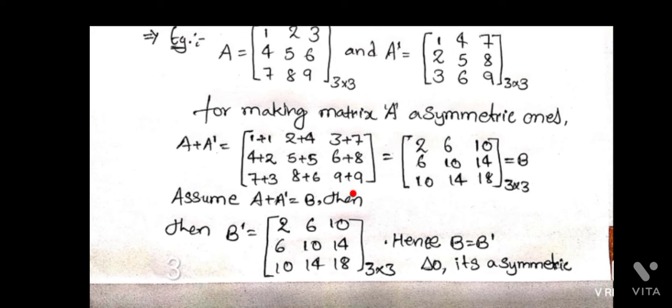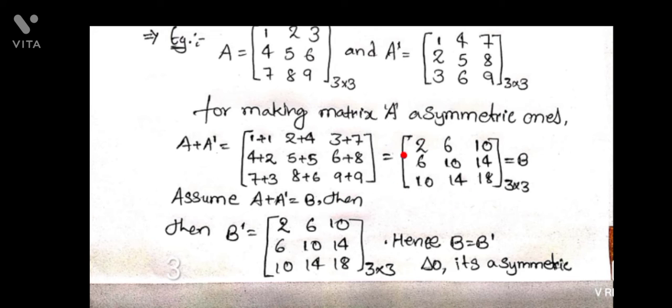That is A plus A dash: 1 plus 1, 2; 2 plus 4, 6; 3 plus 7, 10; 4 plus 2, 6; 7 plus 3, 10; 8 plus 6, 14; 5 plus 5, 10; 6 plus 8, 14; 9 plus 9, 18. So assume that A plus A dash is equal to B. Then we have B equal to this matrix.